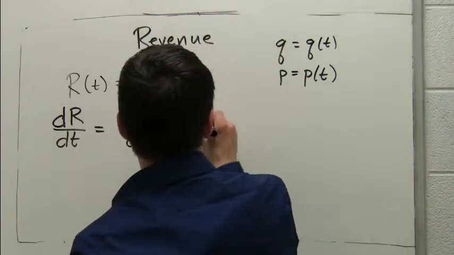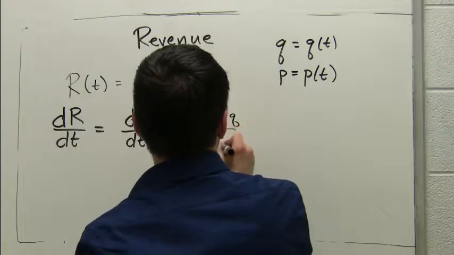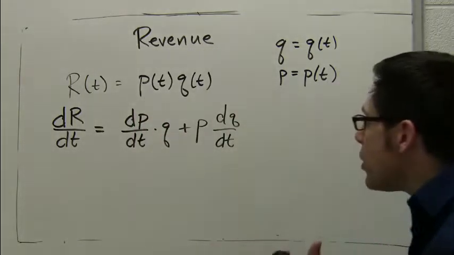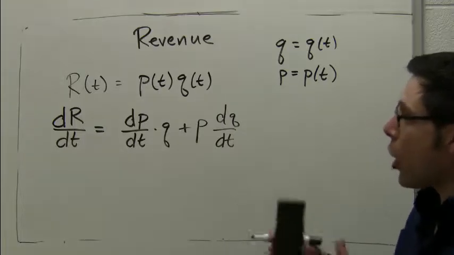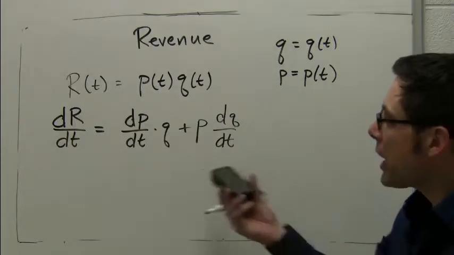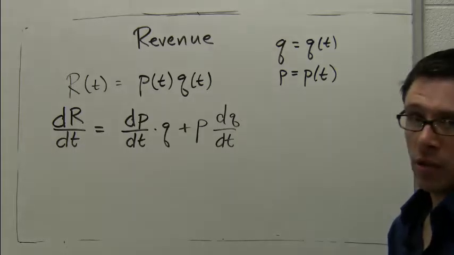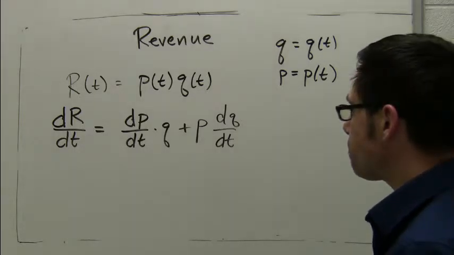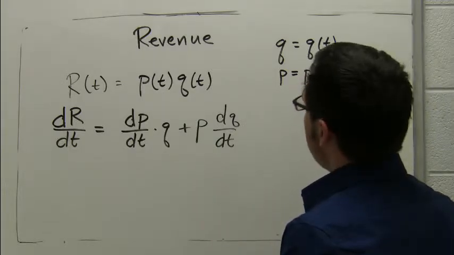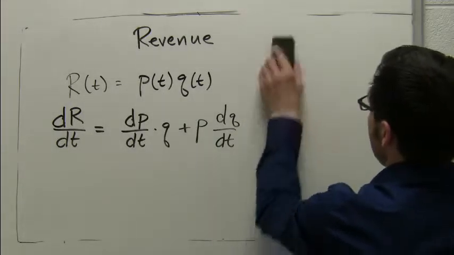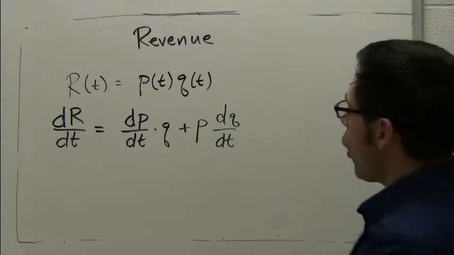So this is P times dQ/dt. Again, I don't know what Q and P are in terms of t explicitly, but I can get an idea implicitly when I differentiate. And so when I do this, I know a couple of things right away without doing anything.